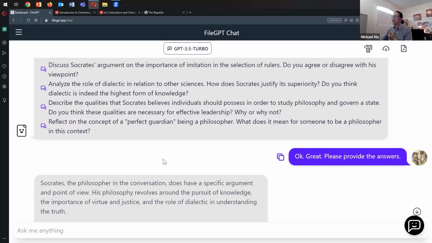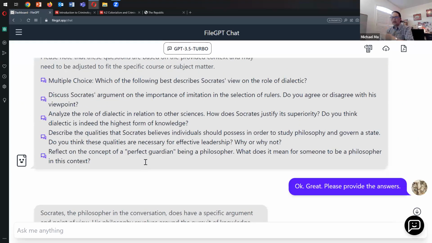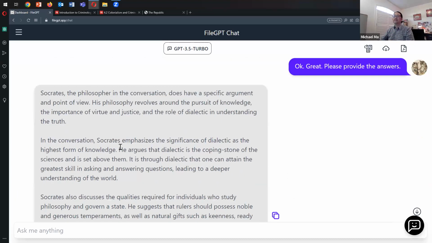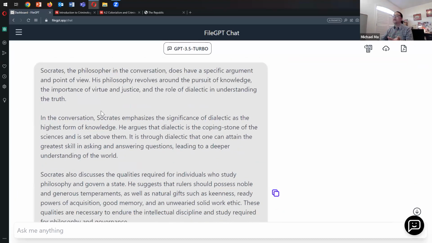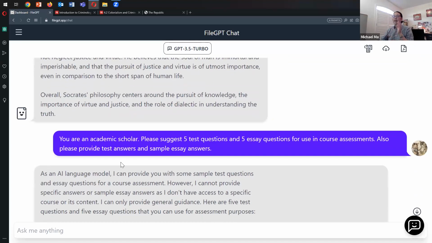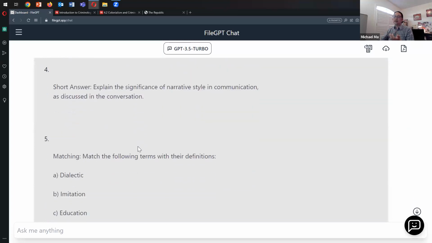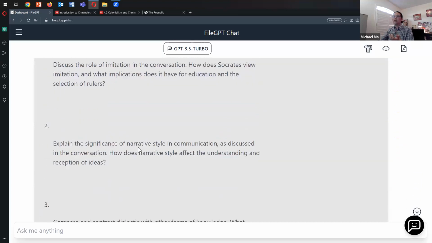So I ask it, okay, please provide the answers. It says, okay, it kind of doesn't really answer these questions. It just gives me this kind of, I think, boilerplate talk about the dialectic and things like that. So I go back and I repaste in the longer prompt. I go, you are an academic scholar, suggest these questions, and then also please provide answers to these, a sample essay answer, and it says, okay, I can provide you some answers. And let's go back down to the test question answers.